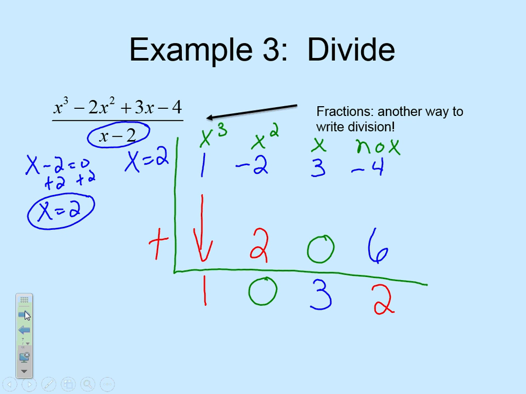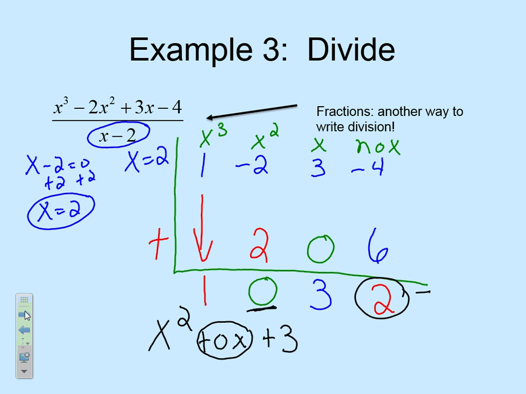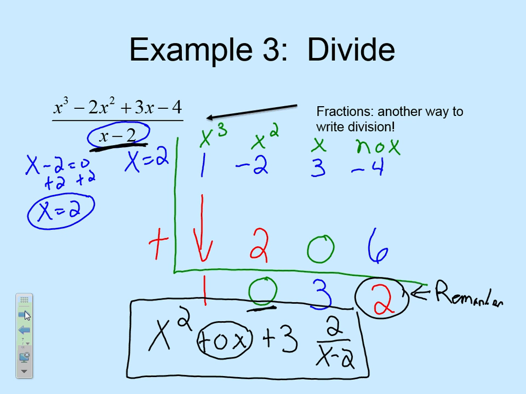Now I'm going to rewrite this. I started with x cubed, so 1 less than that would be x squared. I have no x, so I can put plus 0x if I want, or I can leave this out. It's up to you. Plus 3. Now my remainder is 2, so I'm going to have 2 over whatever I'm dividing by, x minus 2. And that, ladies and gentlemen, is our answer.